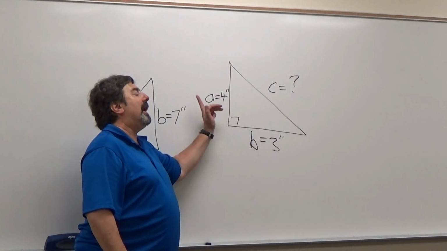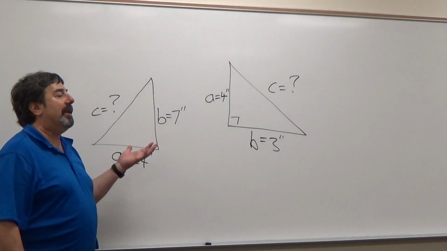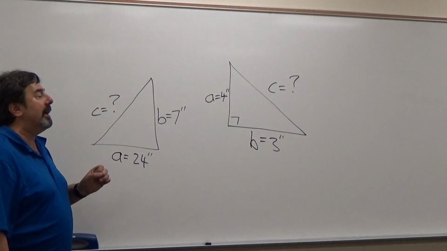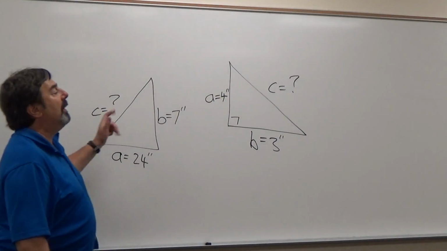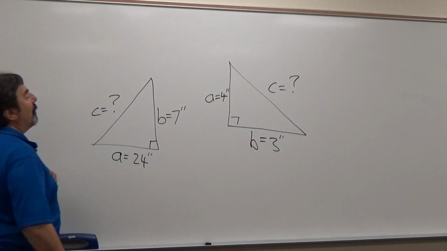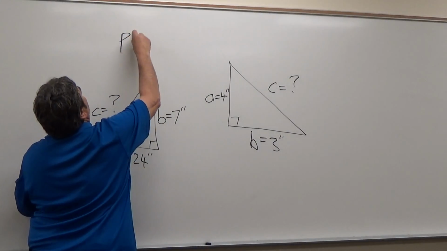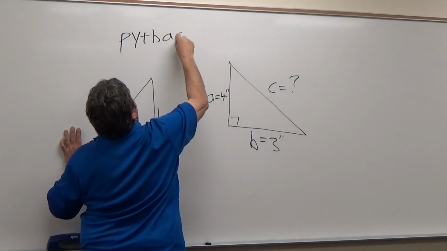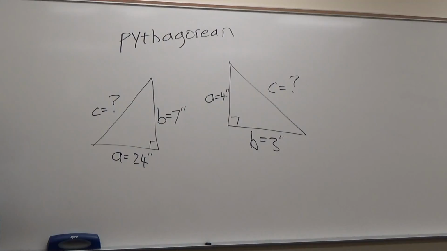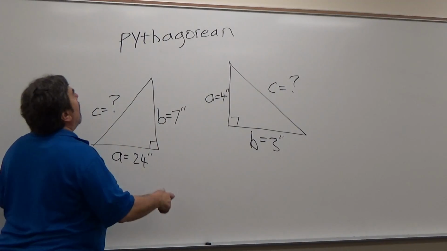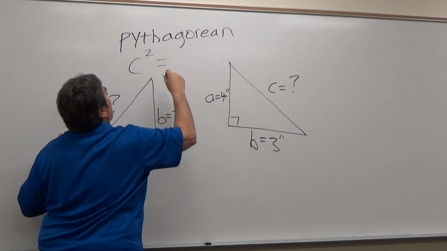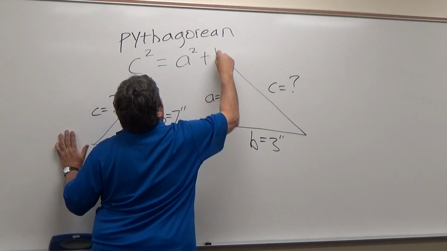If we know two of the sides and we're looking for the hypotenuse, we can use what's called the Pythagorean Theorem to find the third side, in this case, the hypotenuse in both of these triangles. Again, one of the three angles must be a right angle in order to use the Pythagorean Theorem. The Pythagorean Theorem says that c squared is equal to a squared plus b squared.